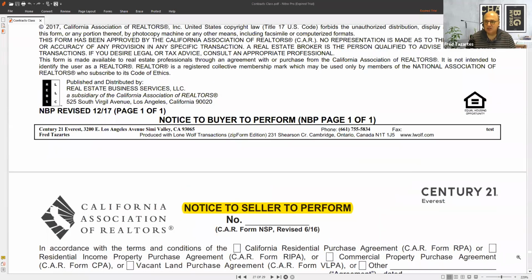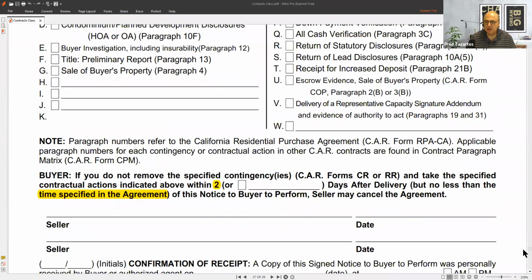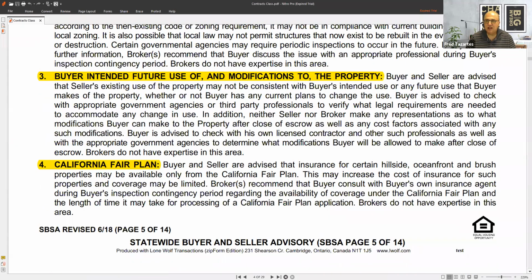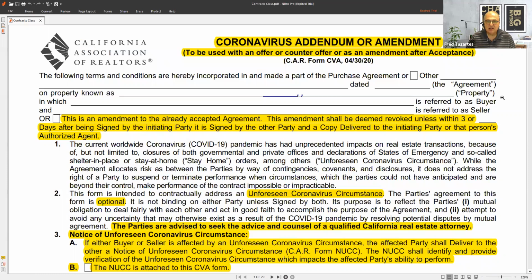Today we are going to talk about miscellaneous disclosures, the SBSA, and a few other things. So it should be a fun call. After each contract or each page, if you have any questions, please type them in the chat box and we will try to answer them as we go along.